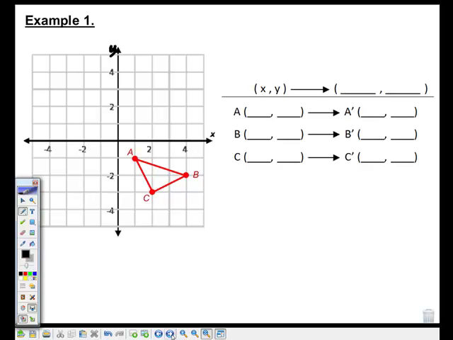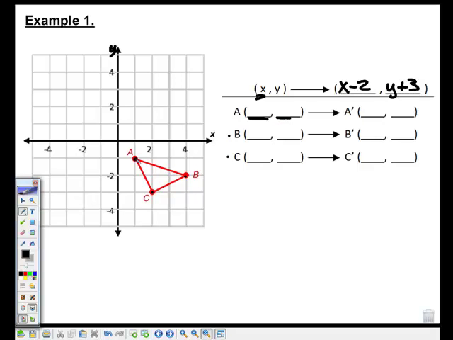We'll take a simple shape such as a triangle, which just has the three coordinates A, B, and C. And if we make up a rule for this, we're going to say the point x is going to become x minus 2, and the point y is going to become y plus 3. So now we need to look up and see what are our coordinates for A, what are our coordinates for B, and what are our coordinates for C.